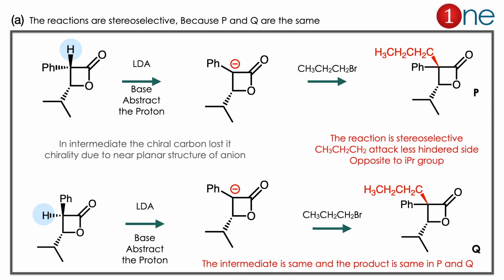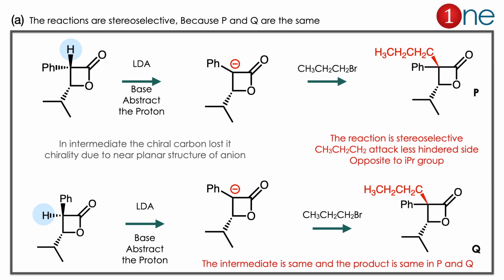In the same condition, if you look at the Q, if you abstract the proton, you have the anion formation. The anion again has the same problem, it loses its chirality. So the reagent can attack from anywhere. So reagent attacks the less hindered side. So it's again above the plane. So P and Q are same there. But the product is selective because it always avoids the steric crowding places. So the reaction is stereoselective and P and Q are same. So the answer is clearly A.